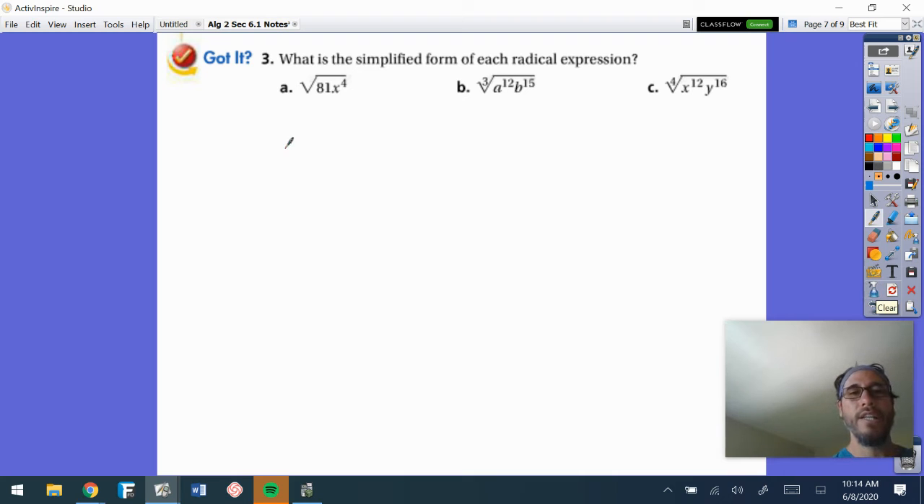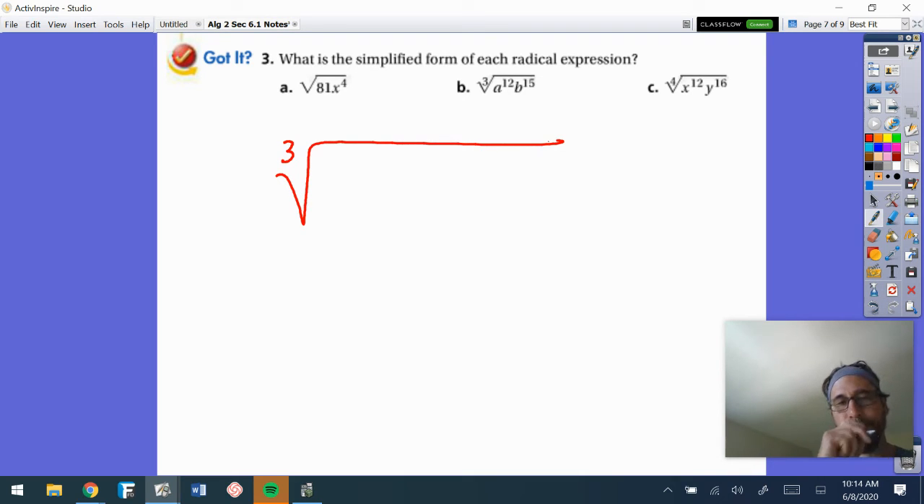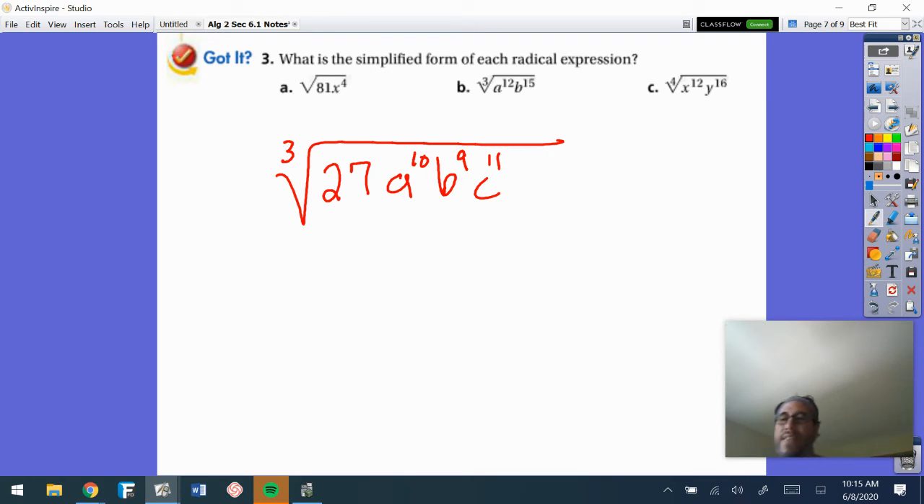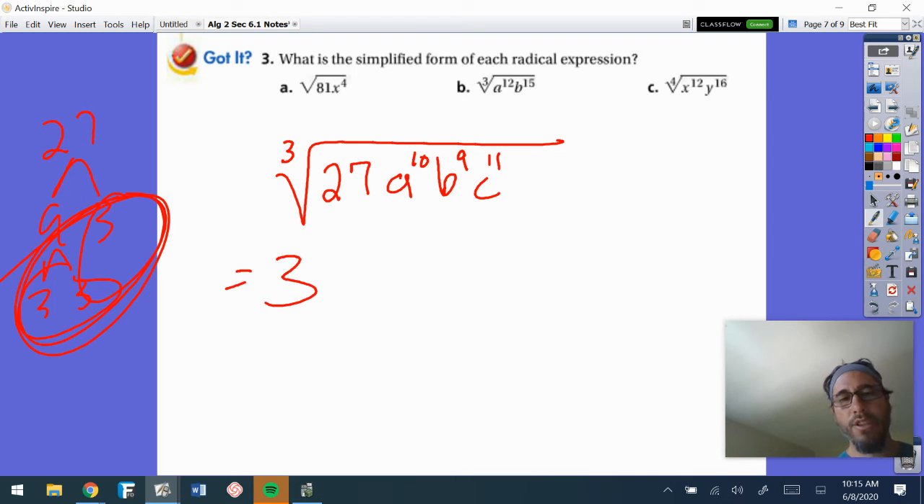All right, now let's get a little crazy. What happens if I have the cube root of 27, a to the 10th, b to the 9th, and c to the 11th? Well, first off, you ask yourself, what's the cube root of 27? What times what times what gives us 27? You could use your calculator for that. But a 27 breaks down to what? A 9 and a 3, and a 3 and a 3 and a 3. So you have three 3s. If I have three 3s, that means the cube root of 27 is 3.